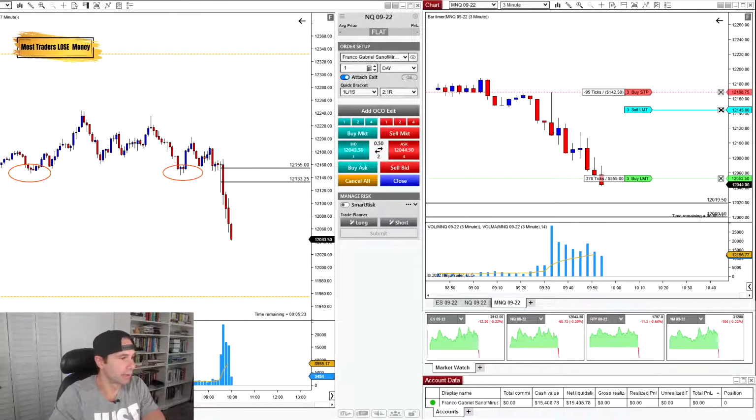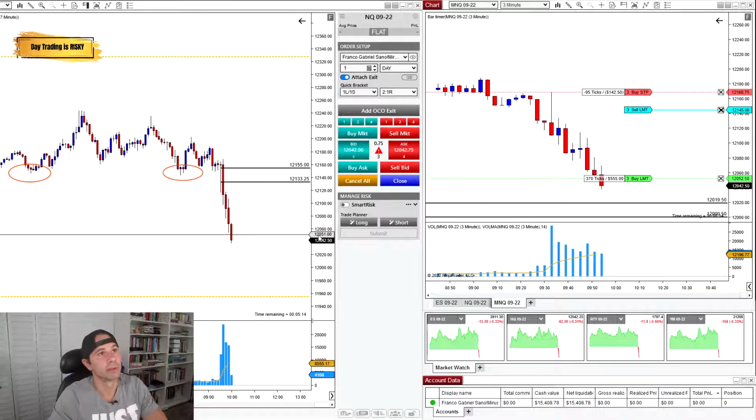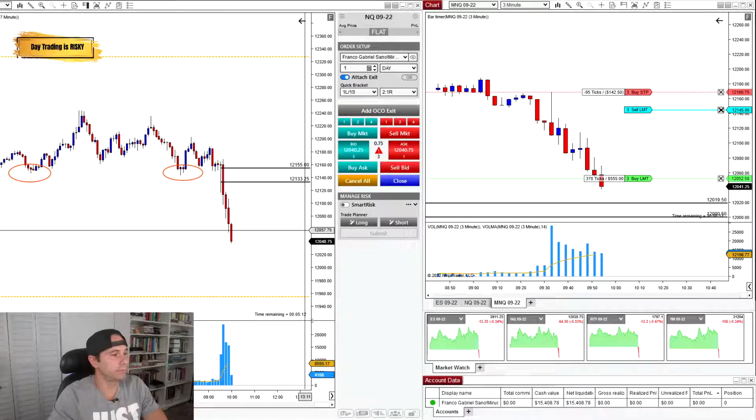Tick chart finally breaking down. So that's confirming the move. That's a solid move. And the demand might fail.